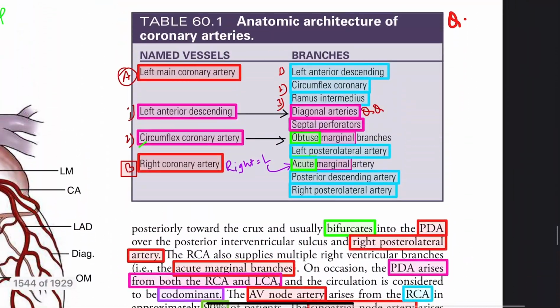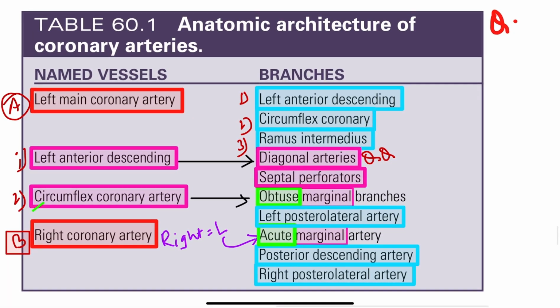Now we'll see this very important table. The two main vessels are the left main coronary artery and the right coronary artery, the main arterial branches supplying the heart. The left side is the left main coronary artery and the right side is the right coronary artery, or you can just say left coronary artery and right coronary artery. The left main coronary artery has three branches: left anterior descending, circumflex, and occasionally the ramus intermedius.